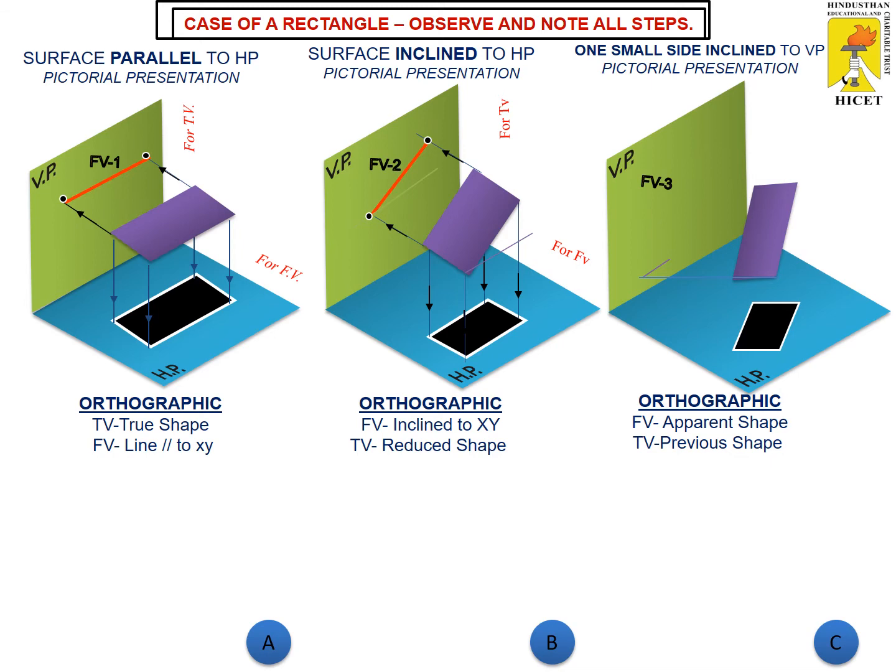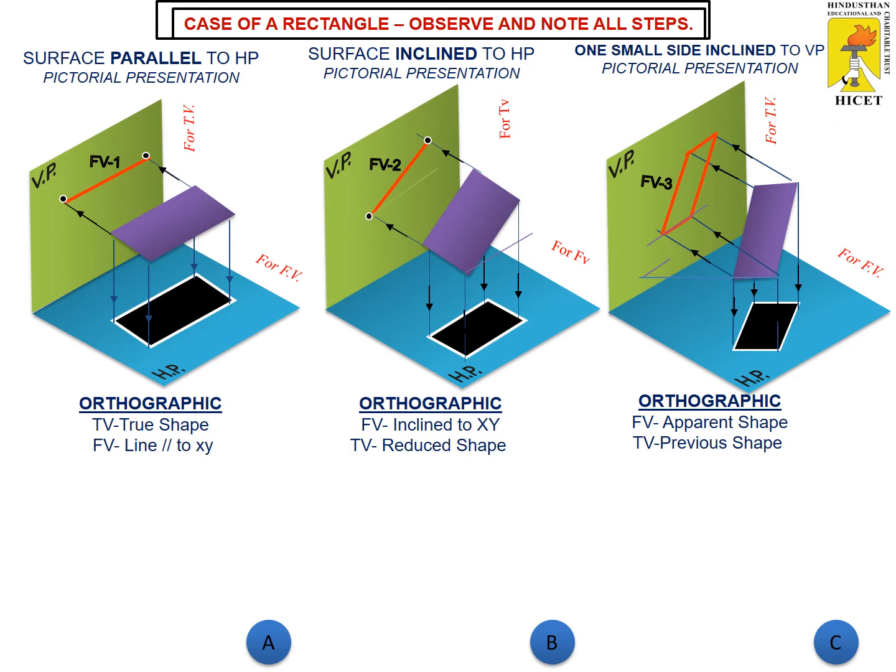When you come to the third case, a plate with a small side inclined to the VP. In this case, when you see from the top view and front view, it is inclined to both sides. This is the third case. It is inclined to both HP and VP. When you see from the front view, the plate will be drawn like this. It will be tilted at a particular angle. When you see from the top view, here also it will be tilted at a particular angle. Okay, it looks like this.